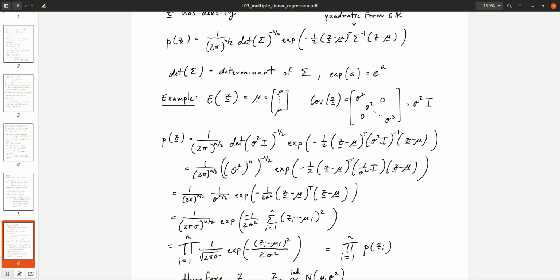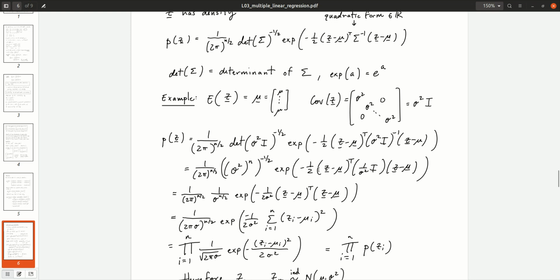Now in general, the determinant of a diagonal matrix is just the product of the diagonal entries. And you can see that from here. If you just take the product of these n diagonal entries, you're going to get sigma squared to the n, which is what you get here. And then you raise the whole thing to the minus 1/2 power.